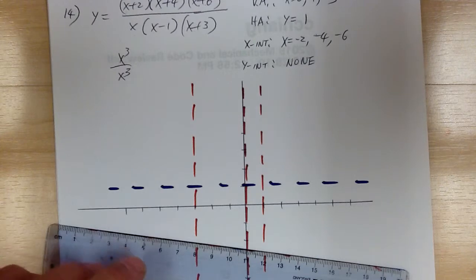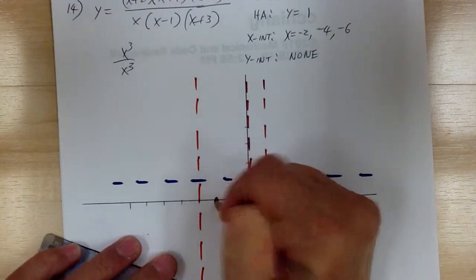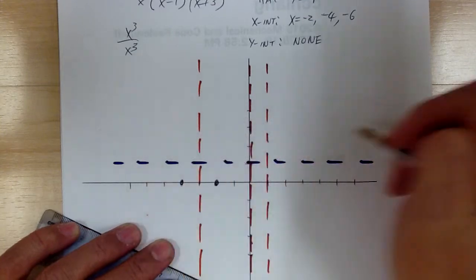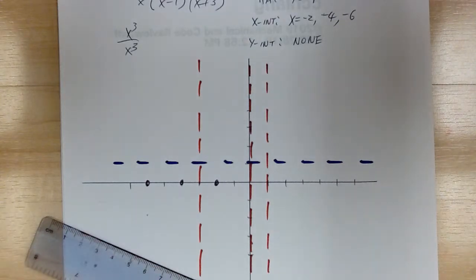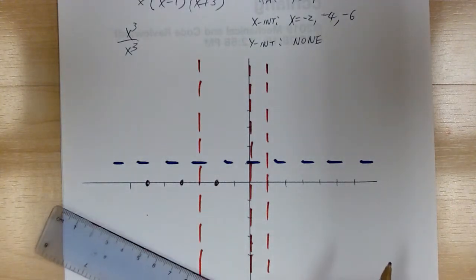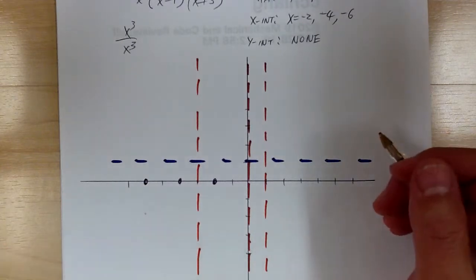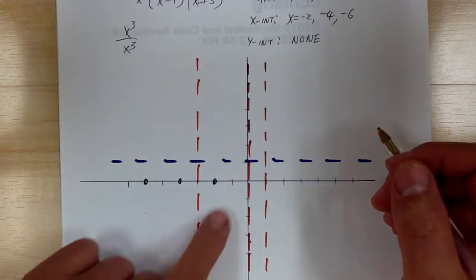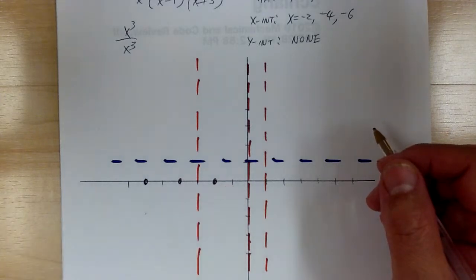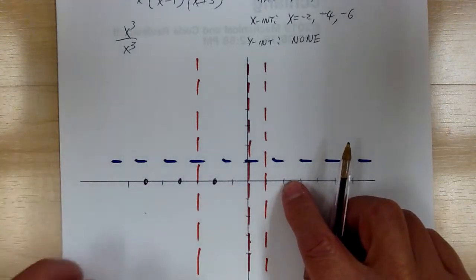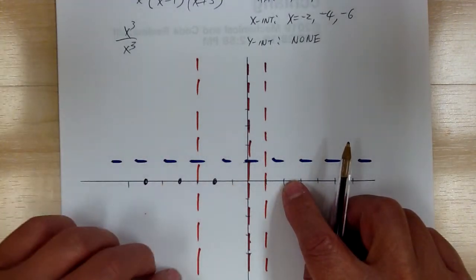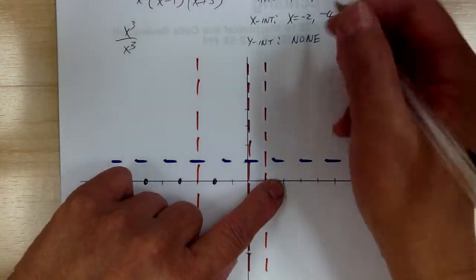And your points, the x-intercepts, are negative 2, and negative 4, and negative 6. And that's all the information you have. So again, if you don't have any information, just choose a point. You can let x equal to negative 1 and figure out where it is, or you can let x equal to 2, either way. I like to deal with the positive number, so I'm going to let x equal to 2.